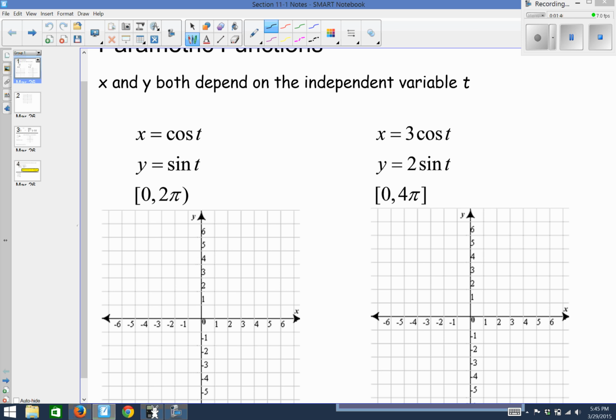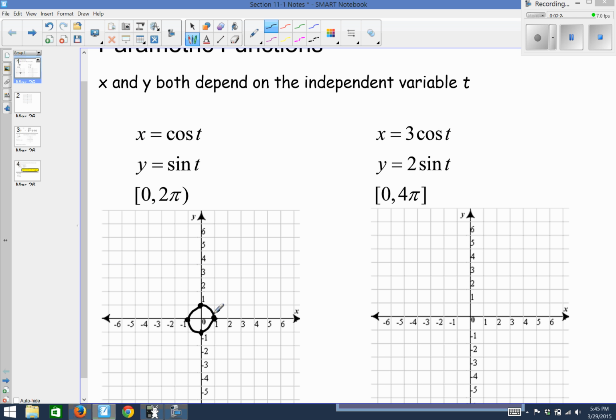So for example, here, if I were graphing this first one, cosine t, sine of t, and t is going from 0 to 2 pi, well, if t is 0, my x would be 1, and my y would be 0. At pi over 2, x would be 0, y would be 1. At pi, x would be -1, y would be 0. At 3 pi over 2, x would be 0, y would be -1. And I'd have to connect these in that order, and so I would actually get a circle here. And 2 pi, even though it's not included, would take me back to 1, 0 for the coordinates.